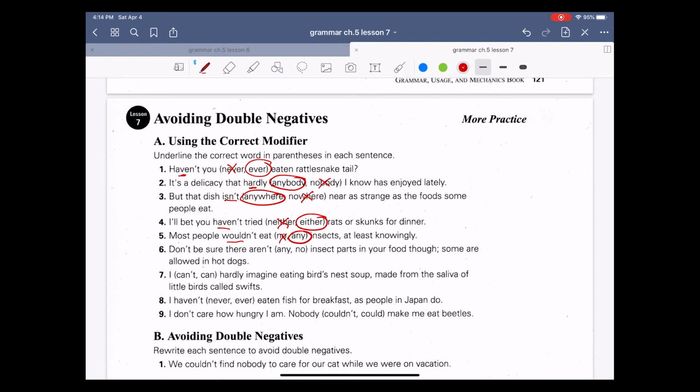Number 6, don't be sure there aren't any insect parts in your food, though. Some are allowed in hot dogs. Don't be sure there aren't no insect parts. Here's our negative. We know then we can't use no. That would be a double negative.